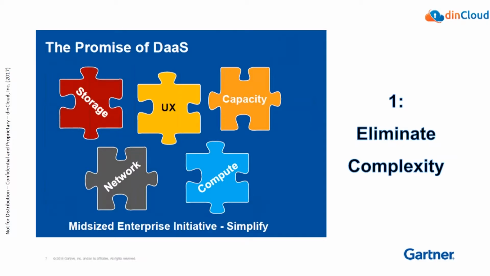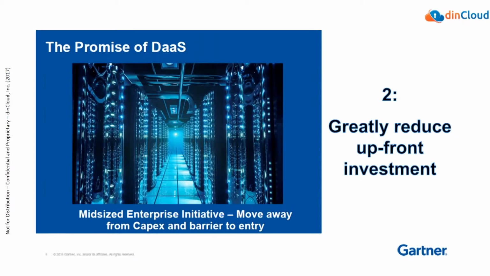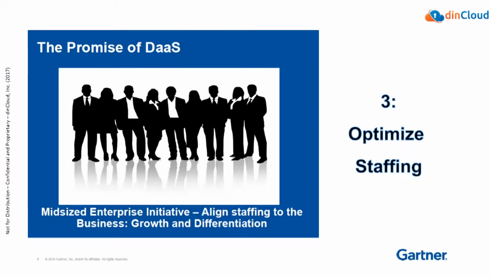Eliminate complexity. You don't have to worry about managing, securing, patching the underlying infrastructure. So that's number one, and complexity goes away. Greatly reduce your upfront investment. Move from a CapEx to an OpEx model, particularly with us. Optimize your staffing: instead of managing infrastructure and going through the routine tasks of maintaining, securing, and backing up infrastructure, your staff can now focus on more core initiatives.